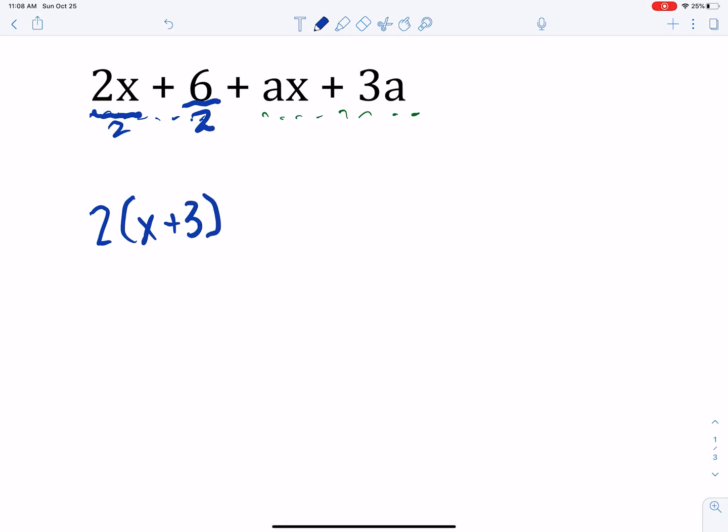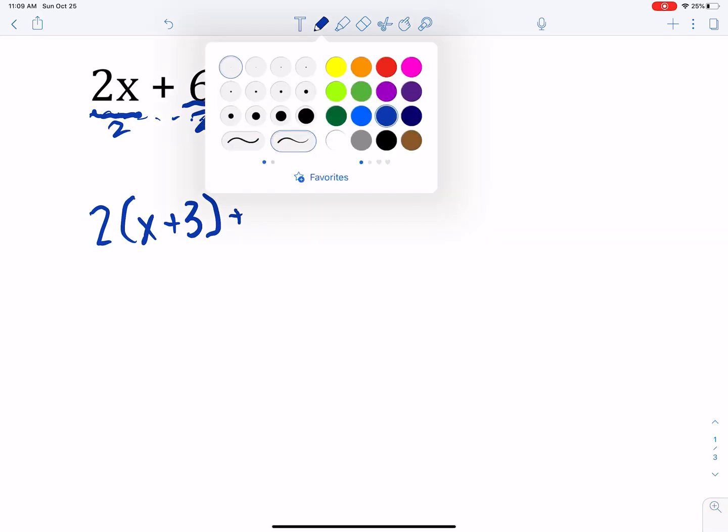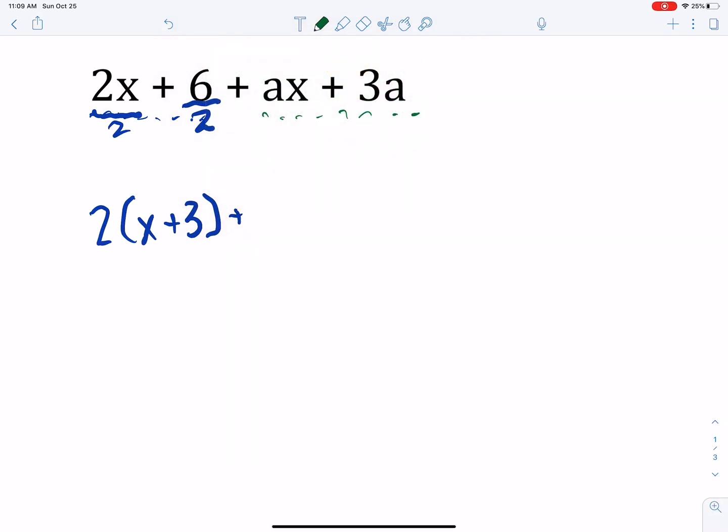Now let's do the same thing with our next group, the ax plus 3a. We can see that there's an a in both of those terms. So we're going to factor out an a from this next group. And we divide them both by a to see what's left. Ax divided by a, the a's would cancel out and you'd just be left with x. 3a divided by a, the a's cancel out, you're left with plus 3, like that.